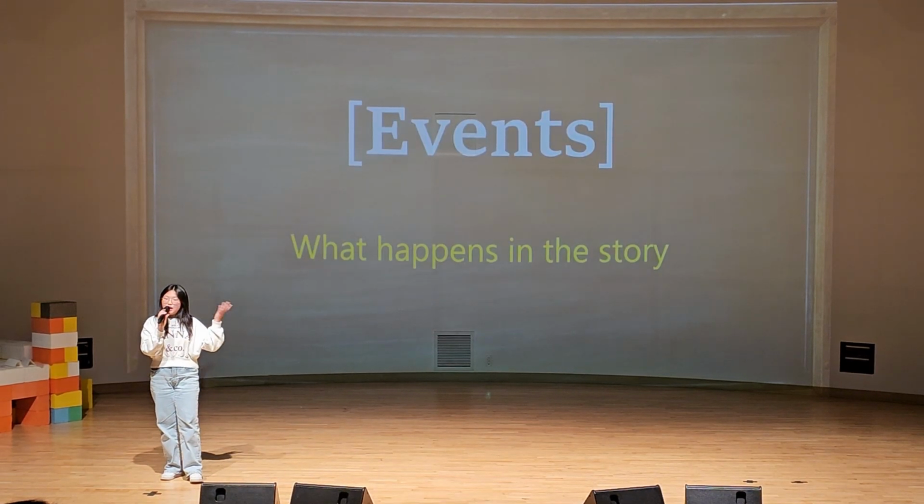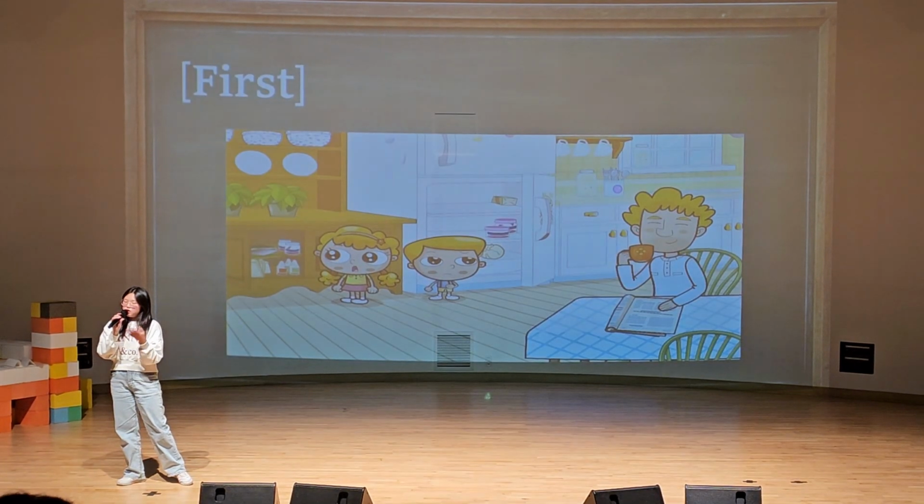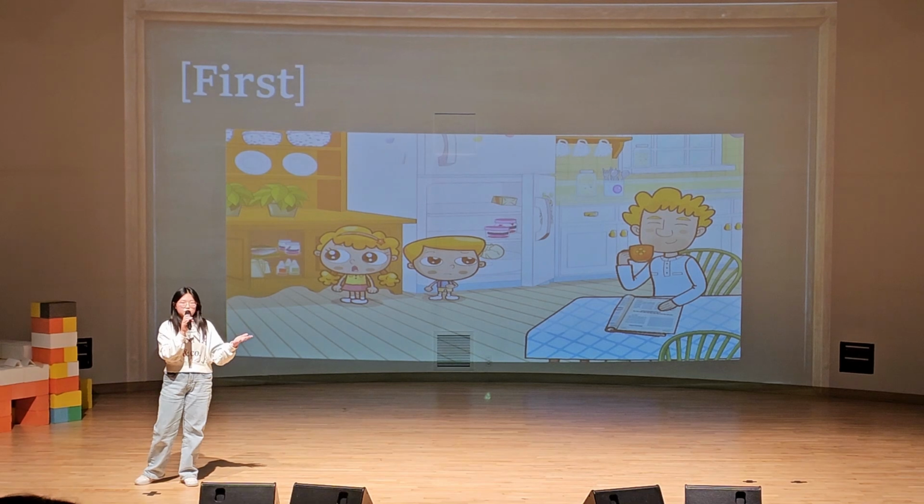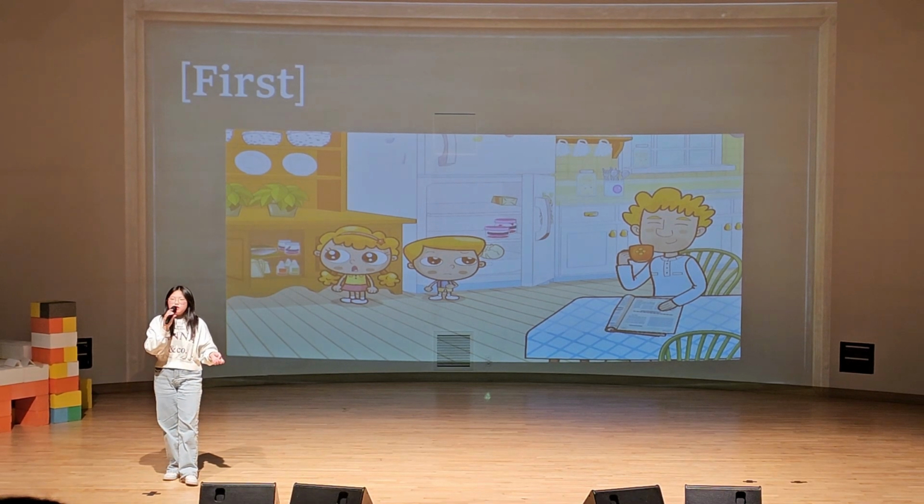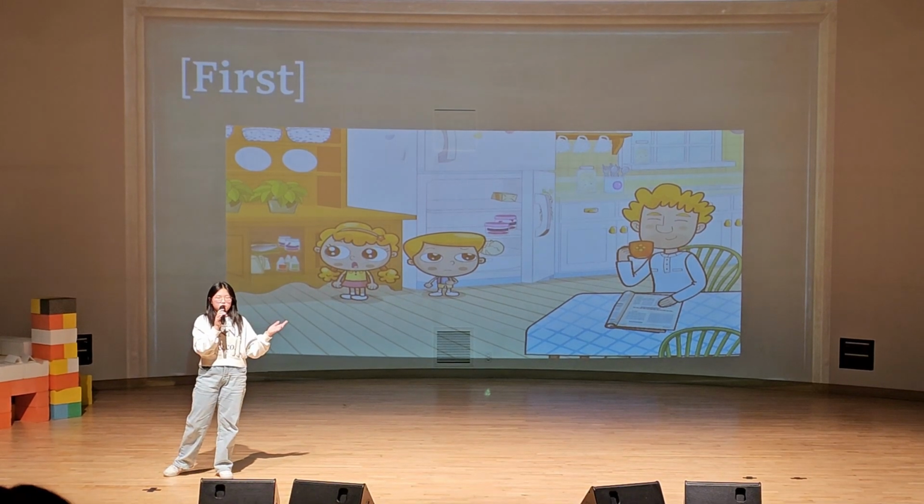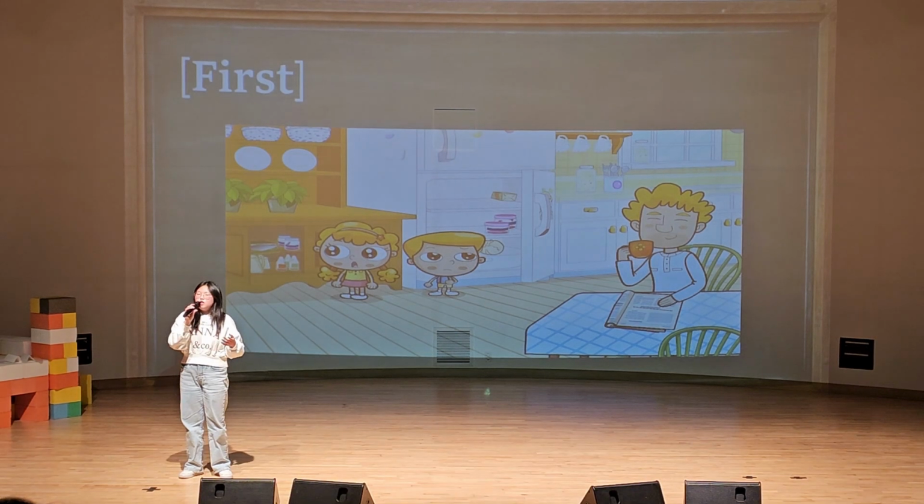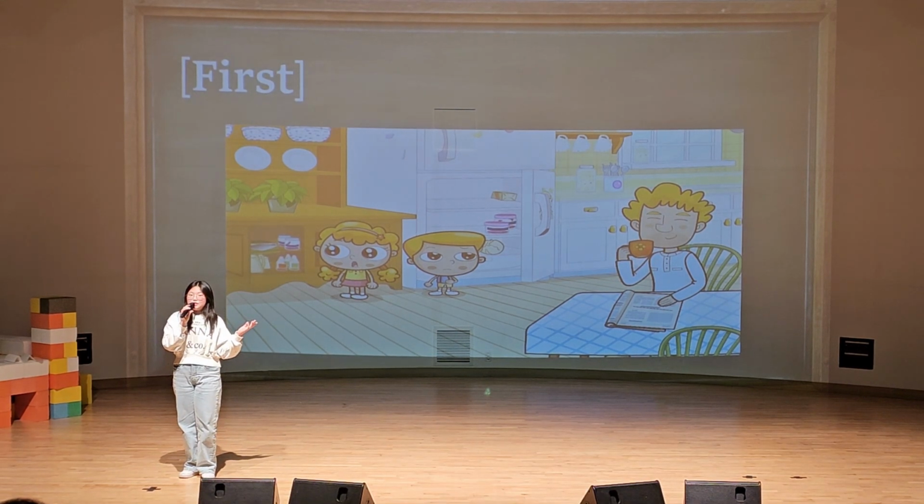Now let's move on to the event. Event tells what happens in the beginning, the middle, and the end of the story. In our story, the kids are hungry, so they go to the kitchen, but there is no food in the kitchen, so they go to the supermarket. Let's see what happens next.